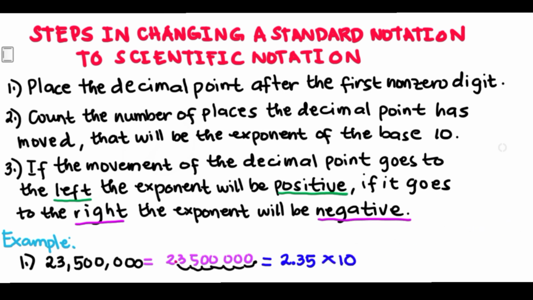Okay, so let's have number 3. If the movement of the decimal point goes to the left, the exponent will be positive. If it goes to the right, the exponent will be negative. Since 7 yung nabilang natin and pumunta siya sa kaliwa, sabi dito left daw po ay positive. So, ang exponent niya ay positive 7. So, the scientific notation for 23,500,000 is 2.35 times 10 raised to 7. Tandaan po natin yung mga steps kasi yan yung gagamitin natin para masagutan yung mga iba pong example.